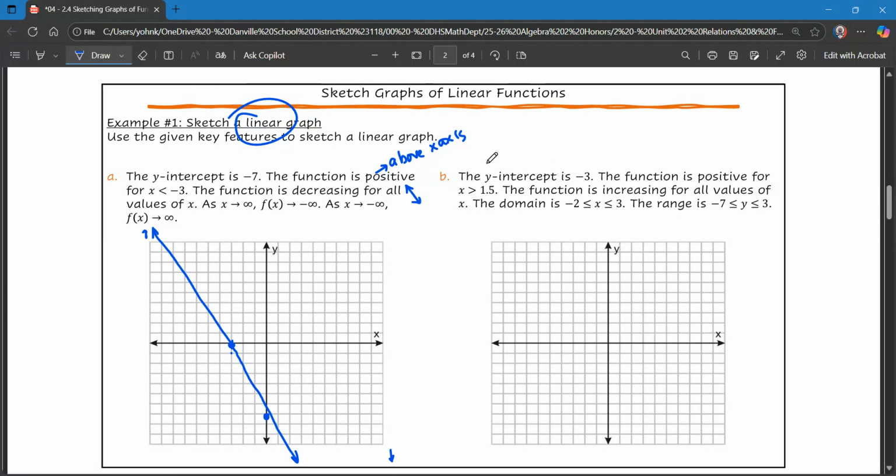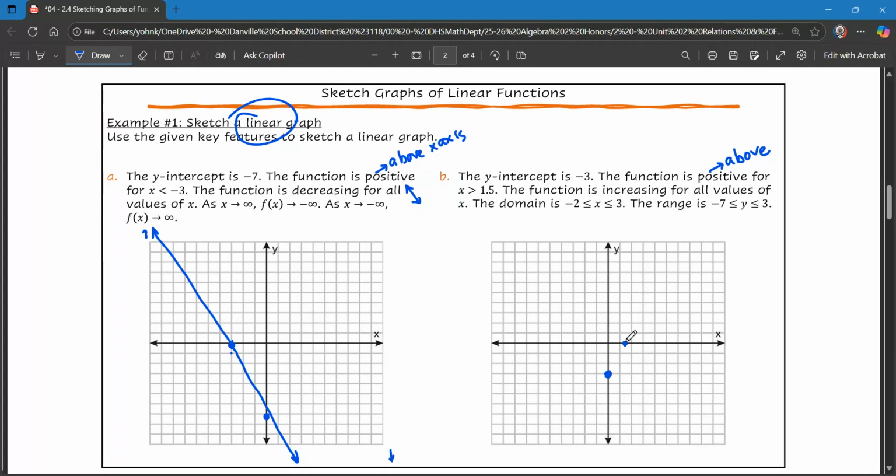All right, letter B, the y-intercept is -3, so let's put a dot. The function is positive, that means above. Positive for all x greater than 1.5. So that means right here. Can make that be a dot.